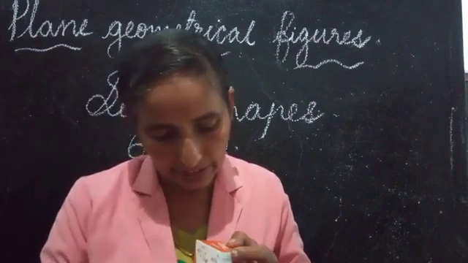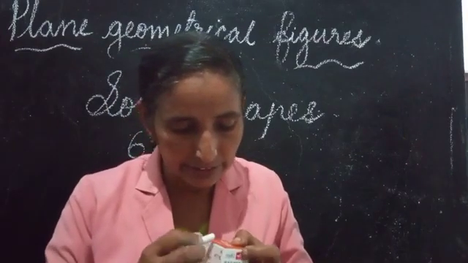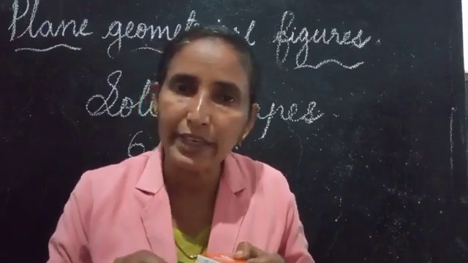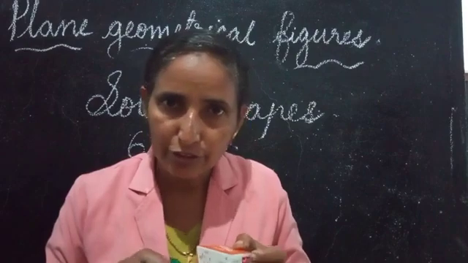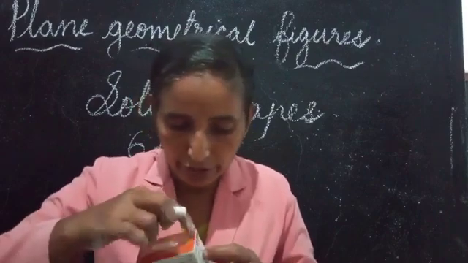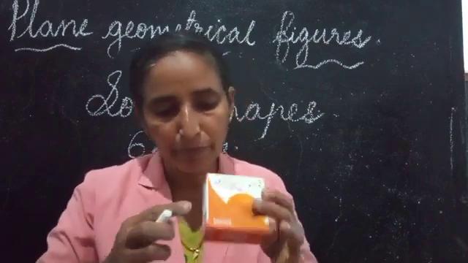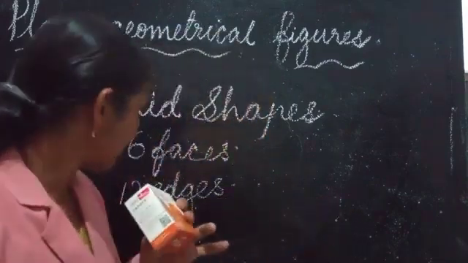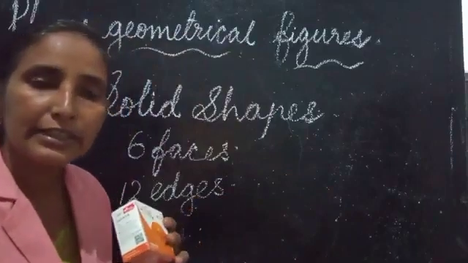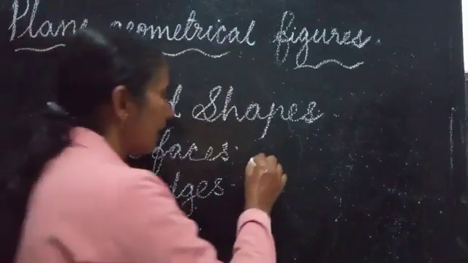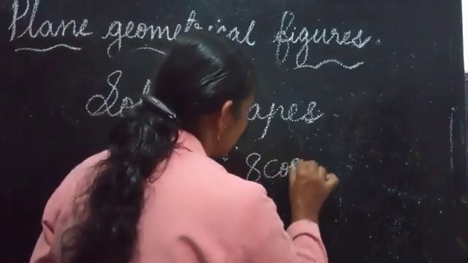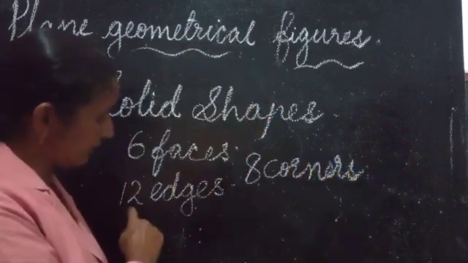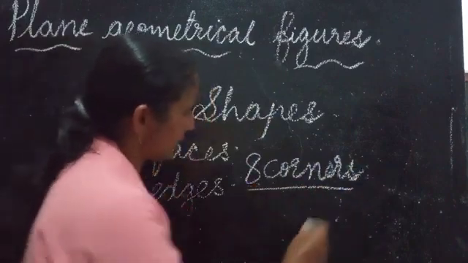Okay. 3 sides meet each other. This side and this side, these 3 sides meet in this point. So this point is a corner. Understood? So here are 1, 2, 3, 4, 5, 6, 7, 8. 8 corners are there. 6 faces, 12 edges and 8 corners.